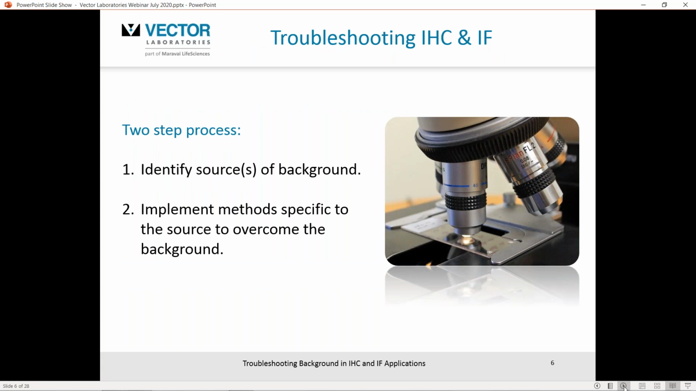So if you are encountering background, you certainly want to undertake some troubleshooting. And this is a two-step process. You want to identify the source or sources of background. And once they've been identified, you want to implement methods specific to the source to overcome the background staining.